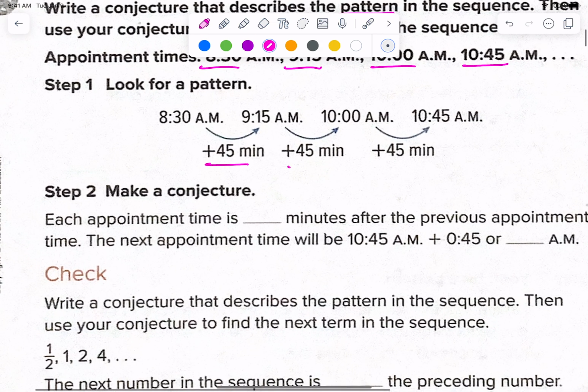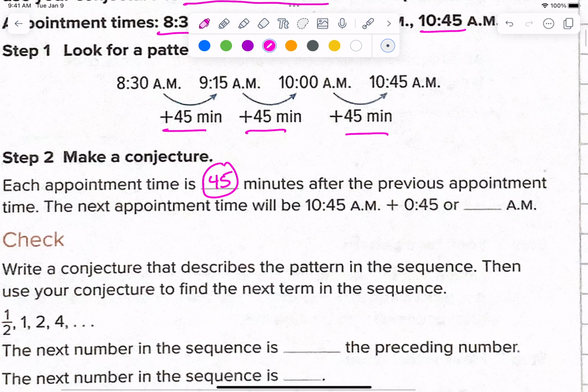You're adding 45 minutes each time. That's what the pattern says. So each appointment is 45 minutes after the previous appointment. The next appointment will be at 11:30 a.m. Perfect. Okay, those two things: tell me what's happening to the pattern, and then tell me what the next term is, okay?